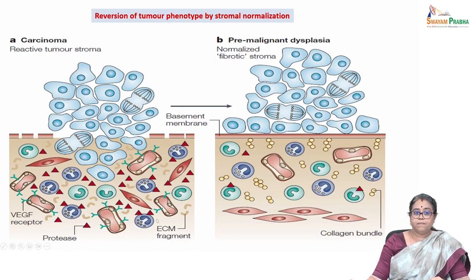And when the blood supply to the area is curtailed, then the stroma can become normalized, or it can come back to its original form, and therefore the stroma becomes normalized, and from your carcinoma stage, it is becoming like a pre-malignant dysplasia. So, this is when you are able to target the tumor microenvironment with proper agents, like your anti-angiogenesis agents, then it is possible to restore the homeostasis in the stroma.